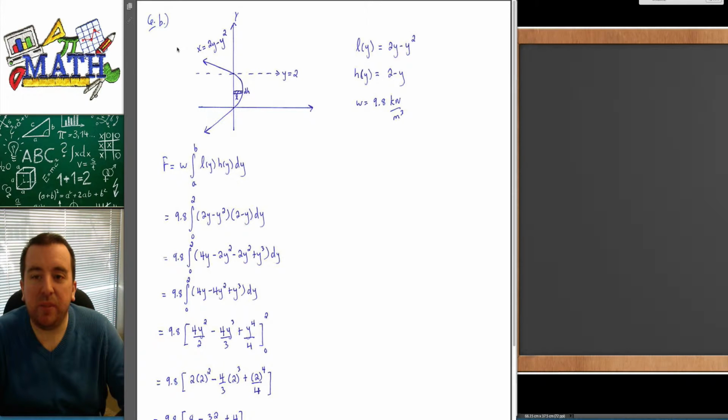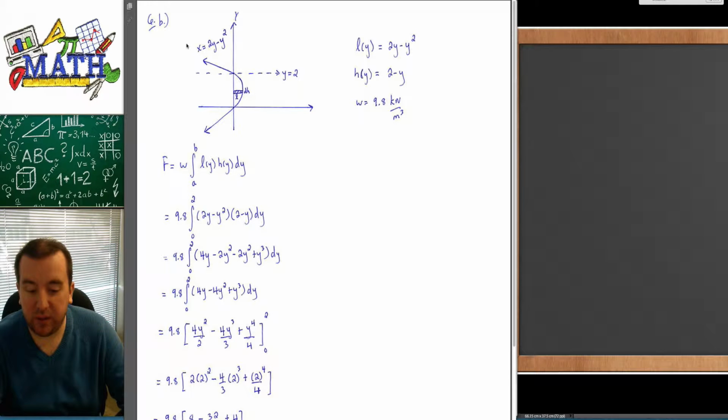Okay, 6b. We have to find the force on the region bounded by x equals 2y minus y squared, and the y-axis, if the upper point of the area is at the surface of the water. Okay, so first we have to make a sketch of the situation here.